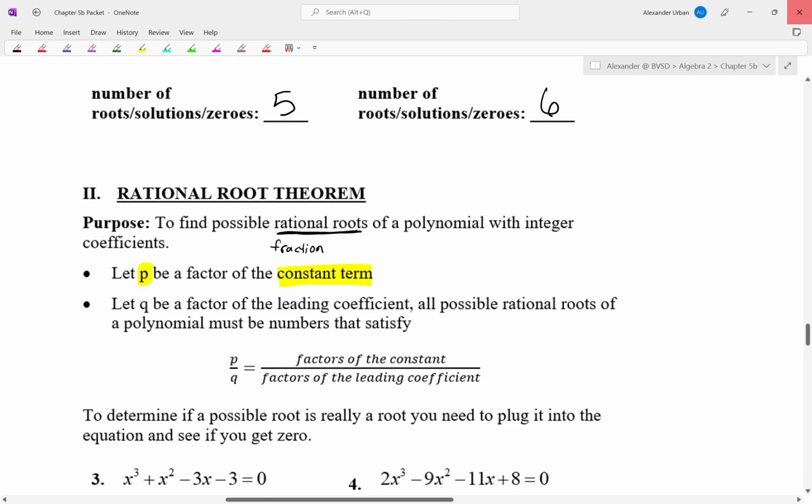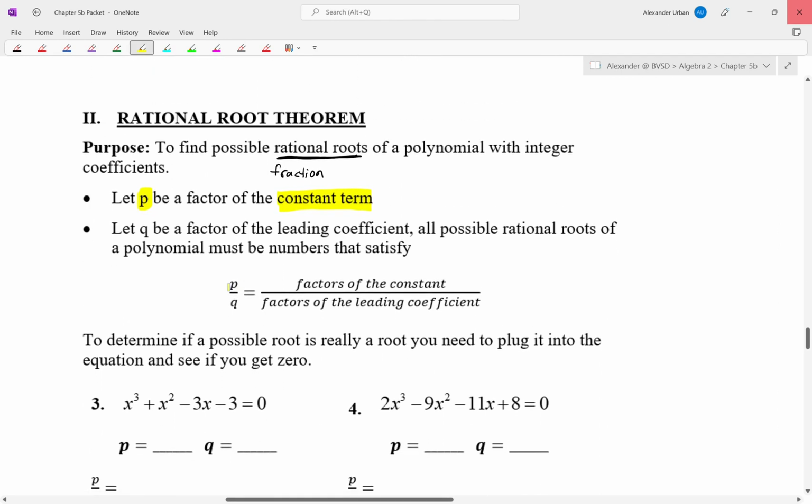So I'm going to use this right here. P goes on top of our fraction, p over q, and I'm going to highlight our constants on both 3 and 4 here. So I highlighted them in yellow so you can see it. For number 3, we have -3. That is our constant term, and we're going to be finding factors or multiples in this situation.